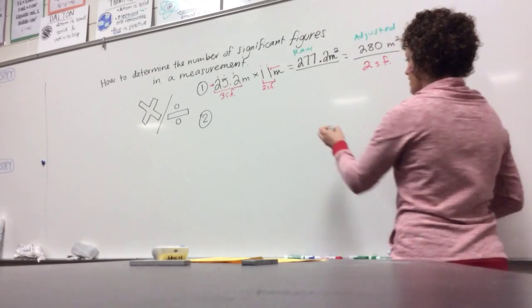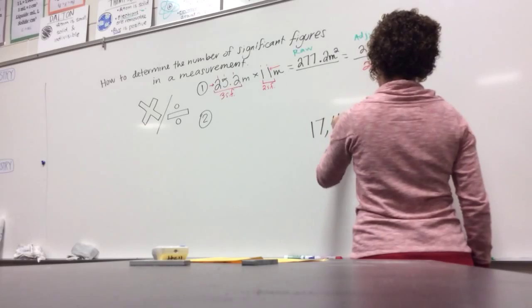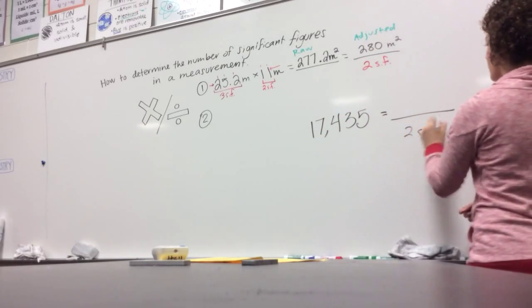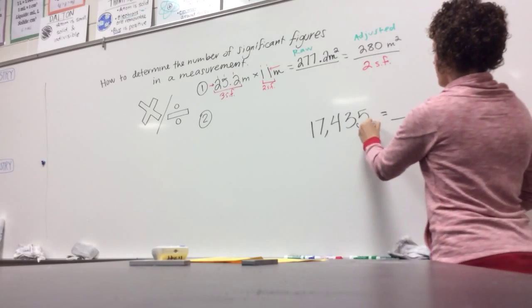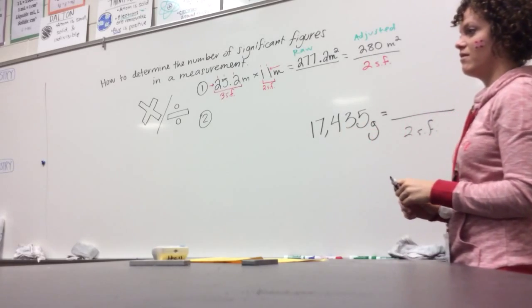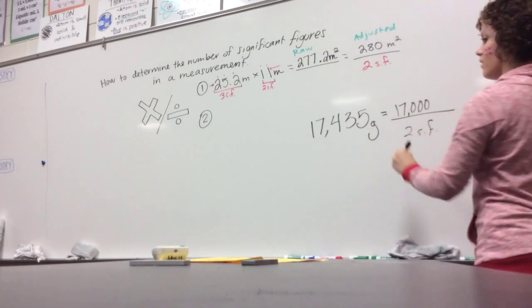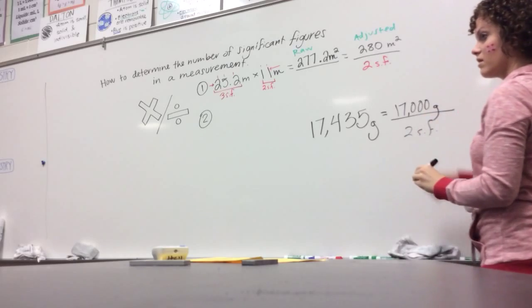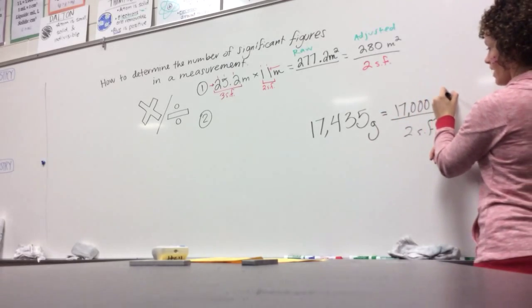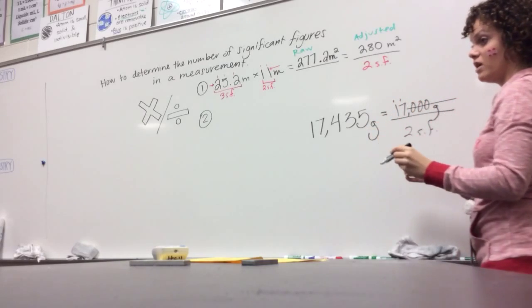You don't have to write this down, but what if I told you that this could only have 2 significant figures? Right now it has 5. Here is 17,000. This, no decimal. So we're coming in from the Atlantic side. 1, 2, so we're good.